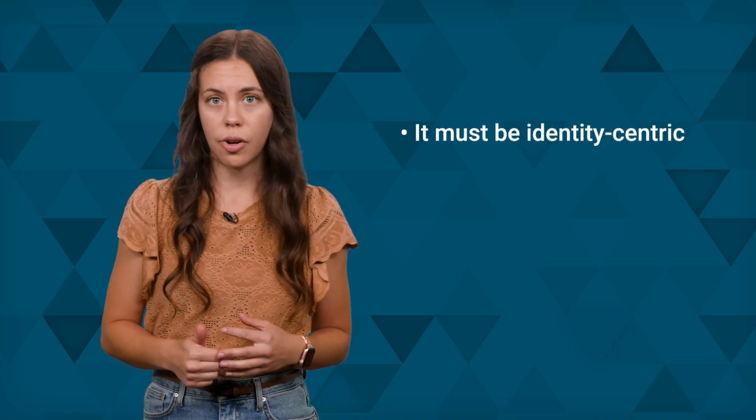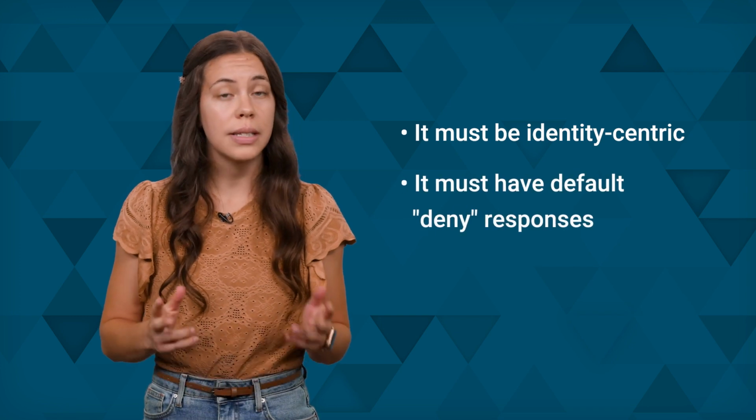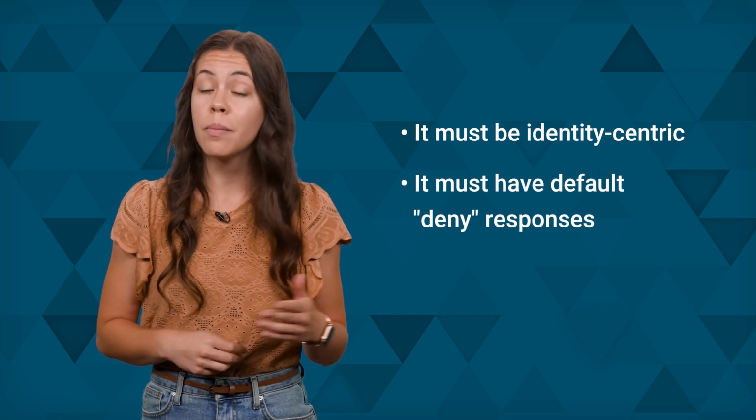Let's start first with a major element of zero trust. Zero Trust Network Access, or ZTNA. This is the application of zero trust concepts to an application architecture. To qualify as a ZTNA offering, it should have 3 things. It must be identity-centric, it must have default deny responses, and it must be context-aware. ZTNA is typically available in 2 options.